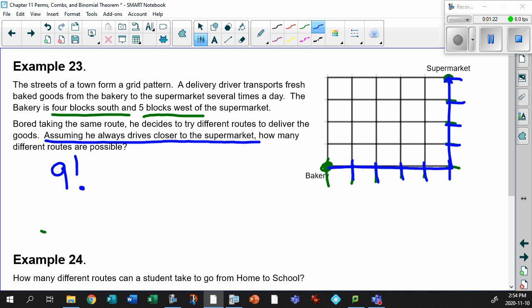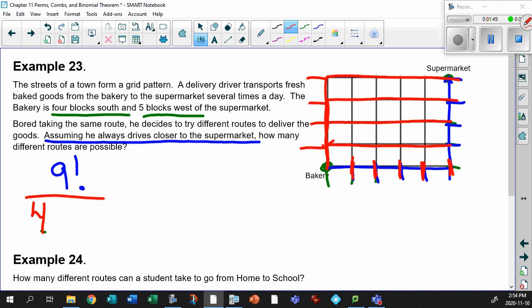But there are repeats. For example, if he decides to go this way, well, guess what? You got a repeat of 1. You got another repeat. Why? Because you're still going in the same direction, but you're cutting the same blocks. You're cutting these blocks again. And guess what? You're going in the same direction, and you're cutting these 5 blocks again. So if you're going this way, 1, 2, 3, 4, you got 4 repeats. Repeats go on the bottom.